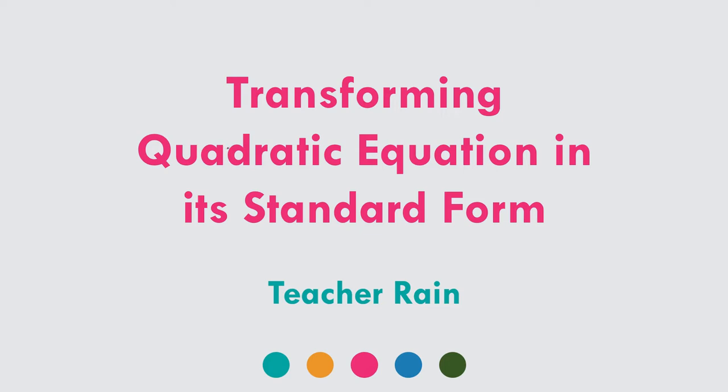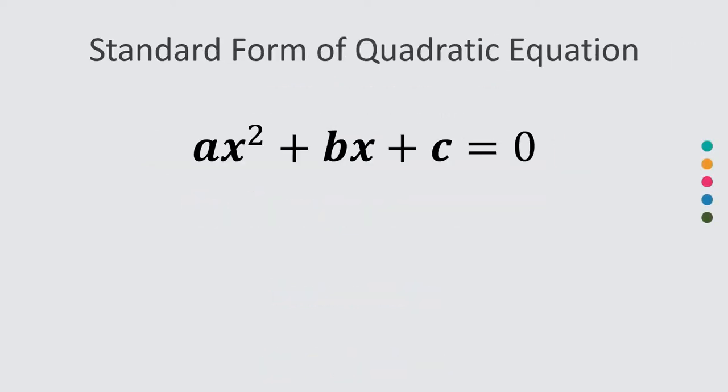But what is the standard form of the quadratic equation? The standard form of the quadratic equation is ax squared plus bx plus c is equal to 0. So, a, b, and c are real numbers. So, ito yung mga numbers natin.